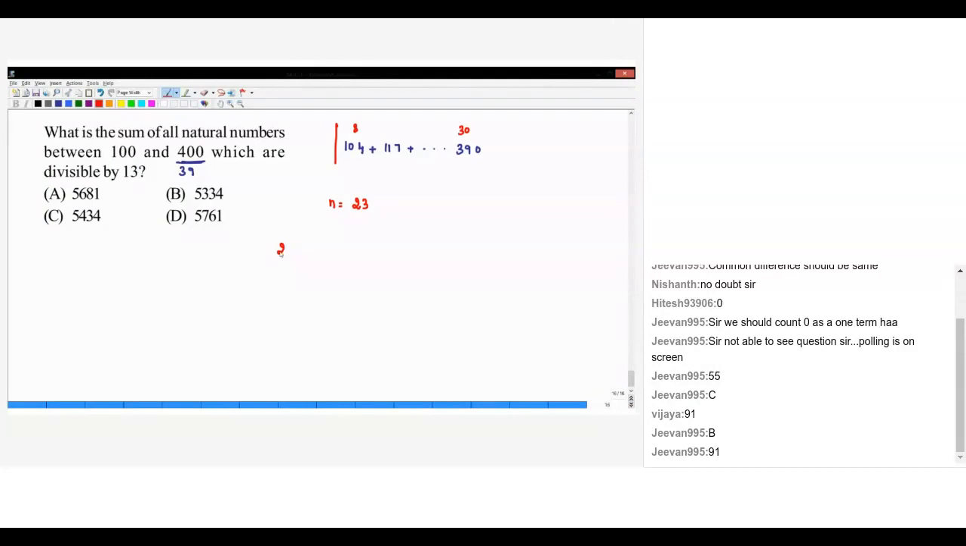Answer: n by 2 into first term plus last term. If I do first term plus last term, it is 494. Cancel it. How much? 247. Then 23 times 247, which gives 5681. Therefore, I can say the last two digits are 81.